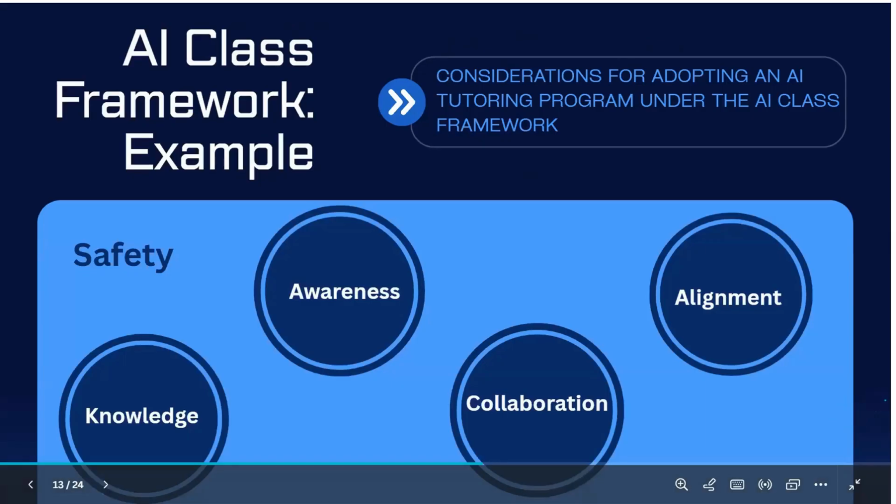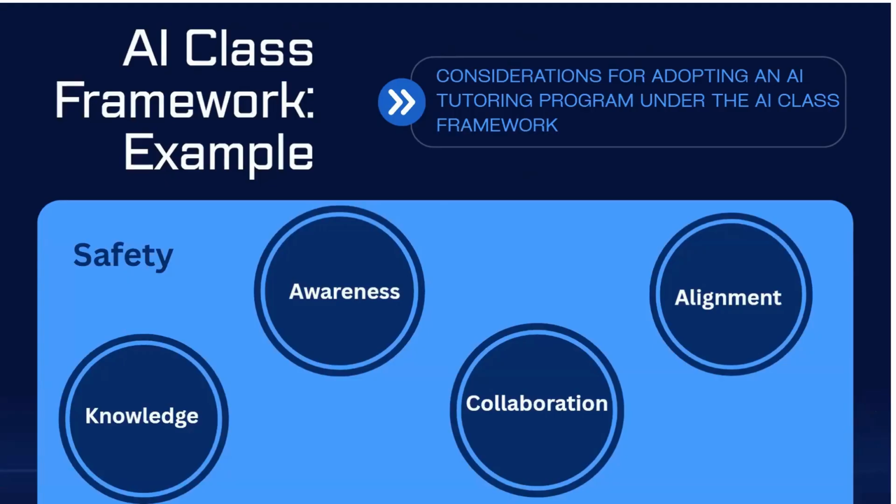So as a quick example of how this could work, if you were imagining that you're adopting an AI tutoring program in your school, the AI class framework would help you think through the steps you need to be successful. So first, it would urge you to think about safety. How are we protecting student data? If this is to be linked to a learning management system or other grade-bearing system, how are we protecting that data? What happens if students enter personal information? What guardrails are there to prevent accidental disclosure? And what guardrails are there to make sure that the AI is interacting with students in an appropriate manner?